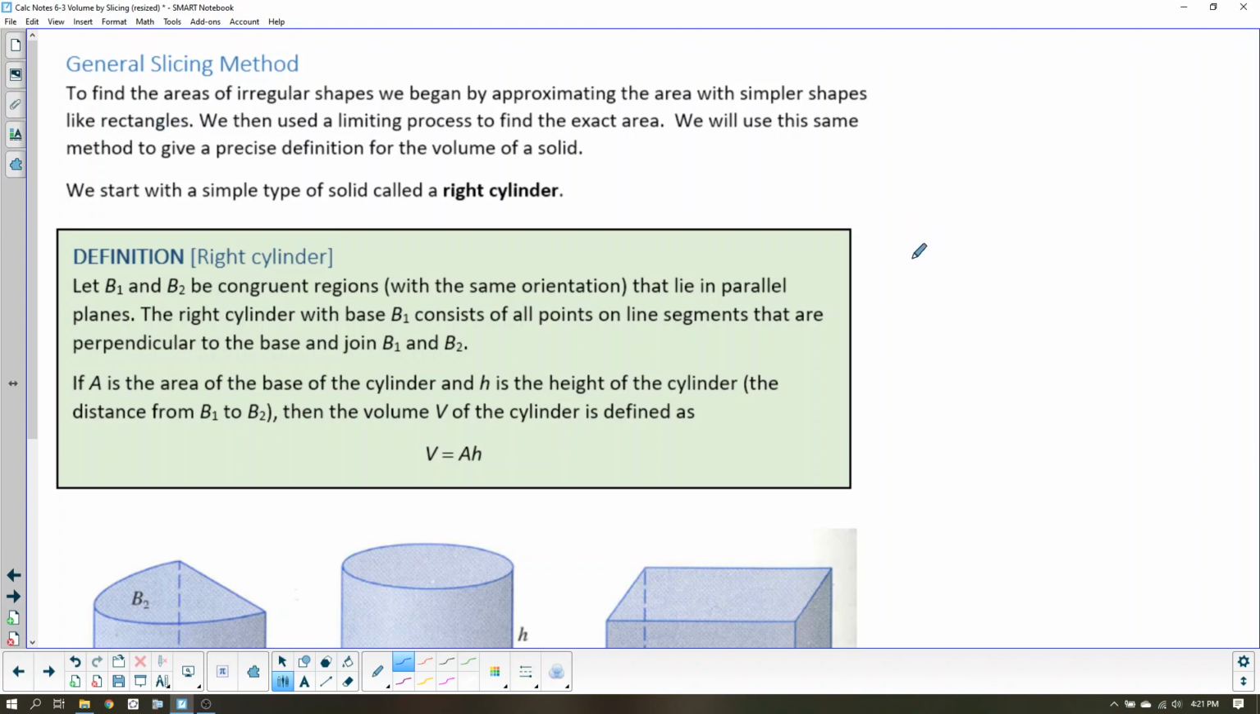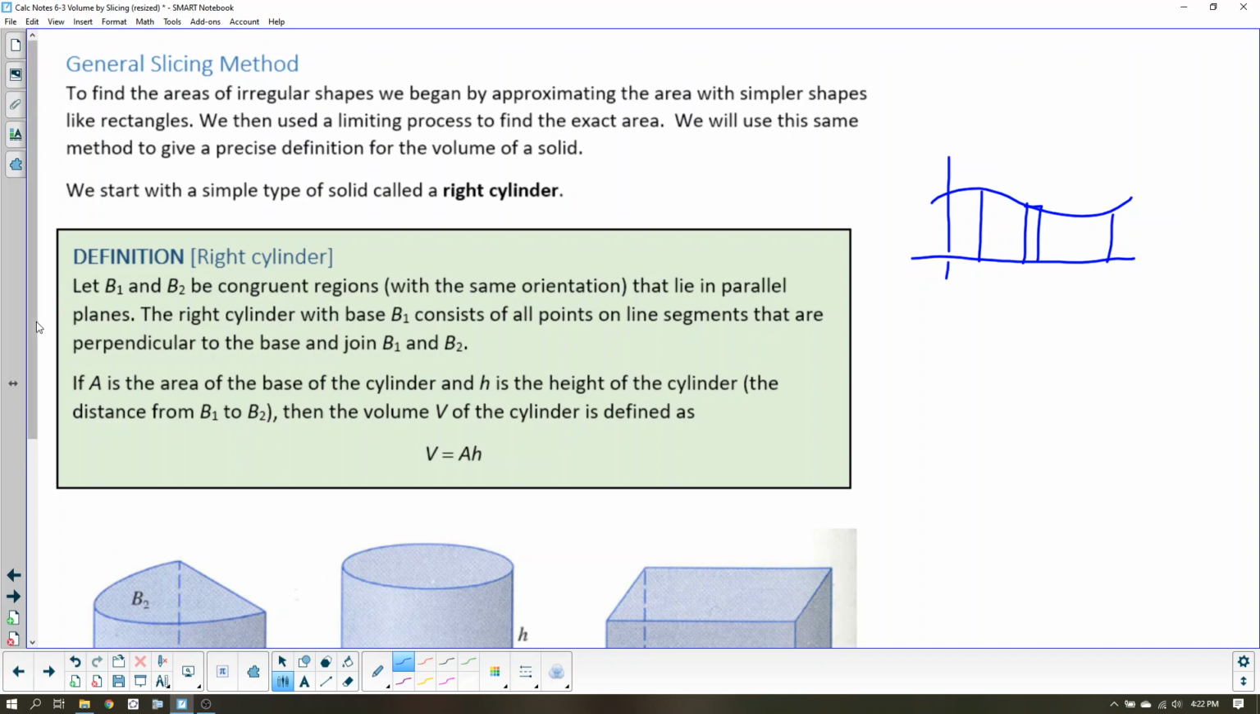Back when we found the area of functions under the curve of a function, the way we did that is we would approximate the area by using a rectangle. We would slice up this interval into a bunch of rectangles and then use the area of these individual rectangles to approximate the area under a curve. So the rectangle was the object we used to approximate. For volume, the object we're going to use to approximate is a right cylinder.